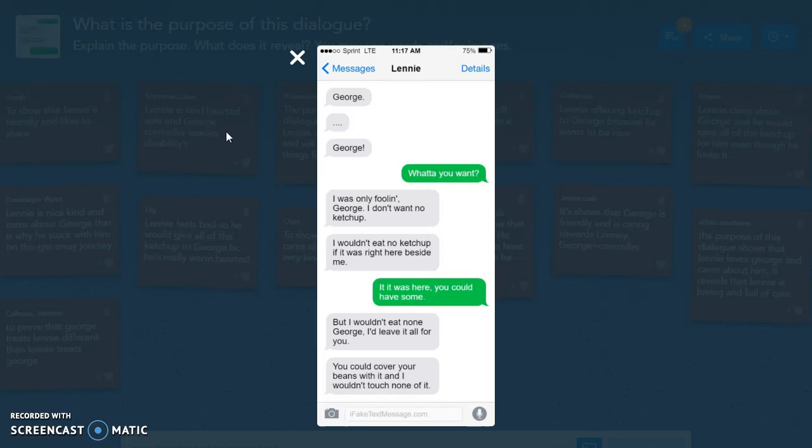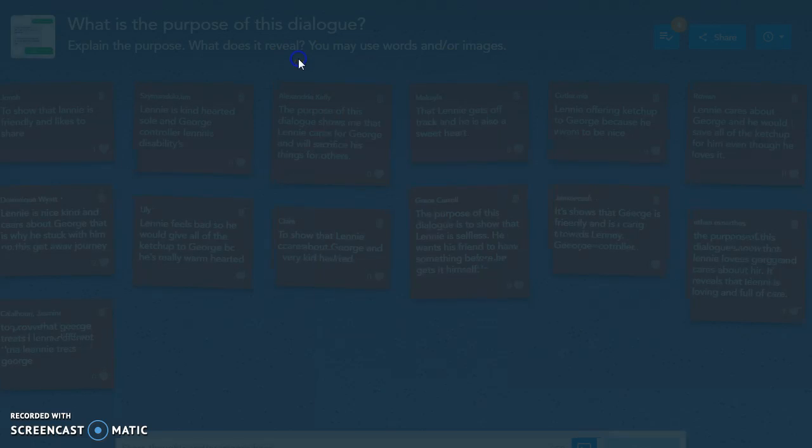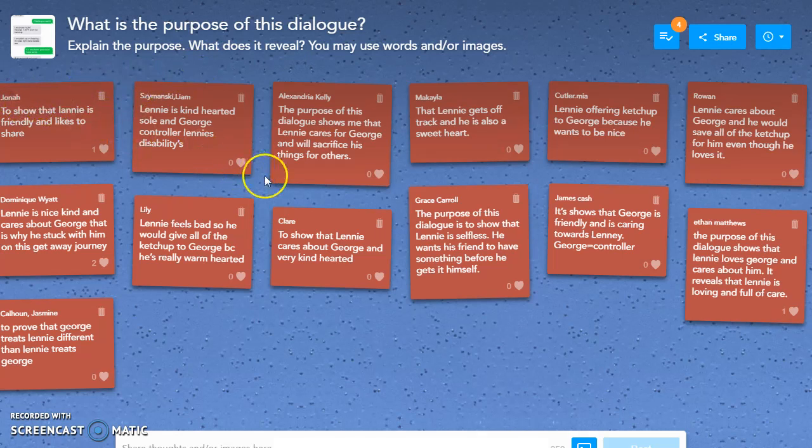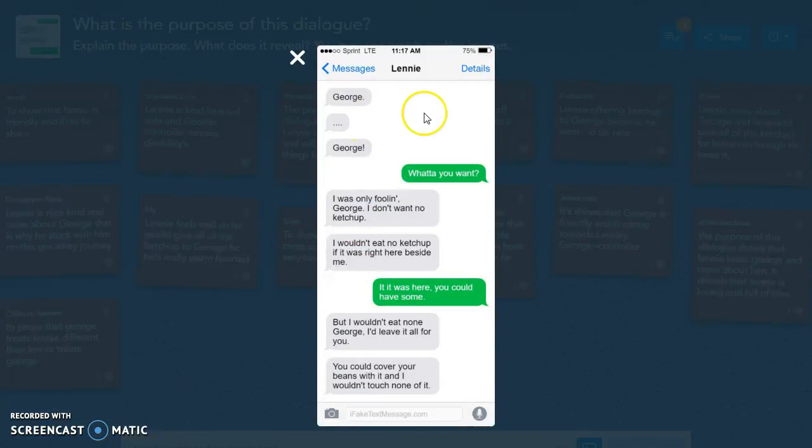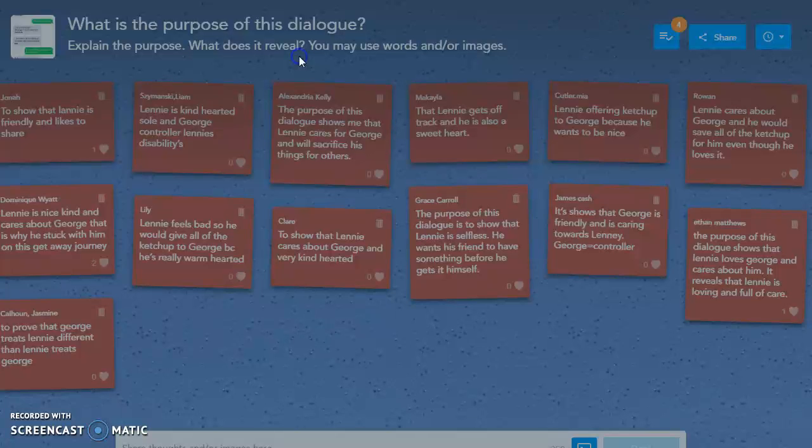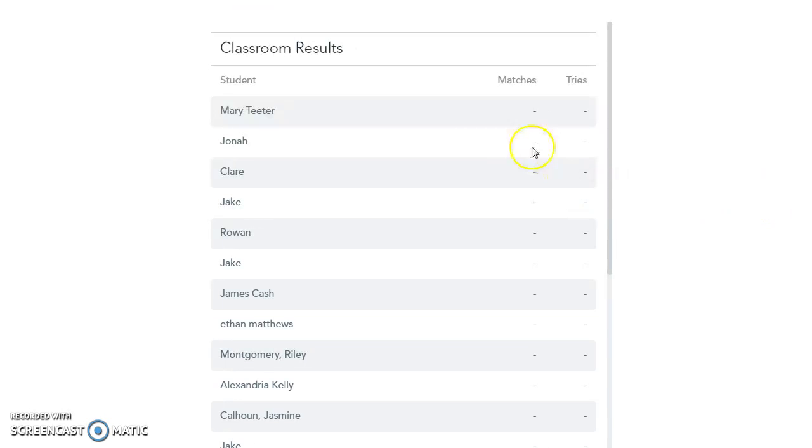And this, again, the idea was for Steinbeck to reveal something, a character trait about Lenny. So a lot of you guys noticed that Lenny is very kind-hearted. He's friendly, that he will sacrifice for others. He's a bit selfless. He's kind-hearted. So there were some really good pieces of evidence in this dialogue, and the purpose of that dialogue was, again, to reveal something about the characters. And that was the work that we did today.